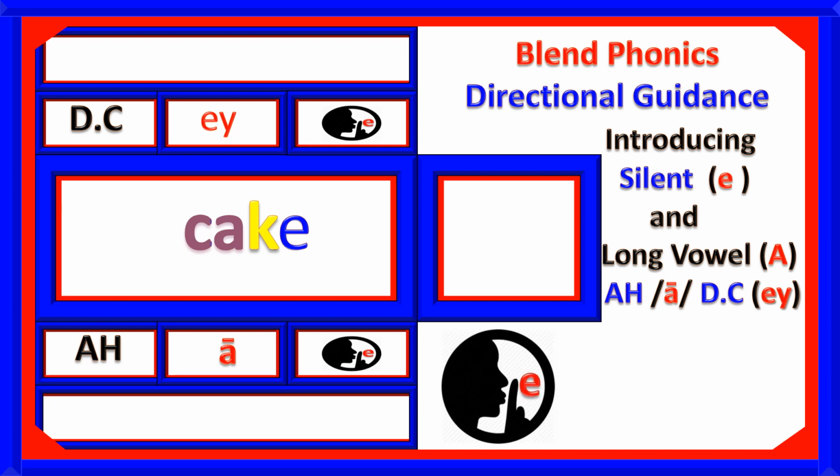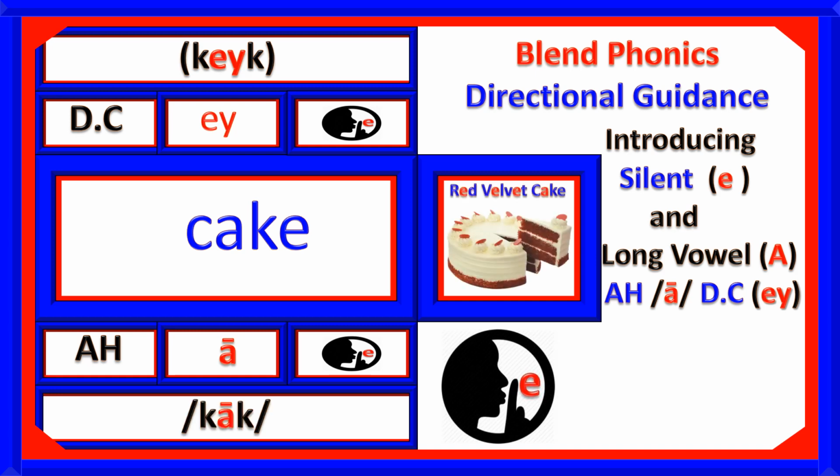Cake. C. A. Cake. E is silent. Cake. A red velvet cake. Yum, yum, yum.